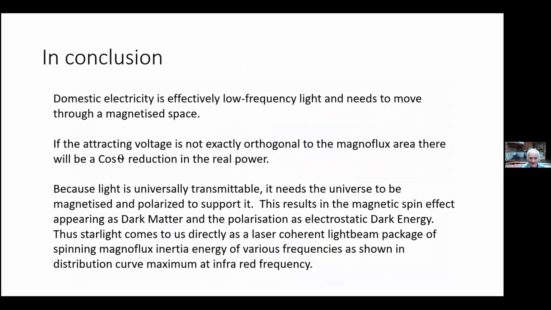So in conclusion, domestic electricity is effectively low frequency light.